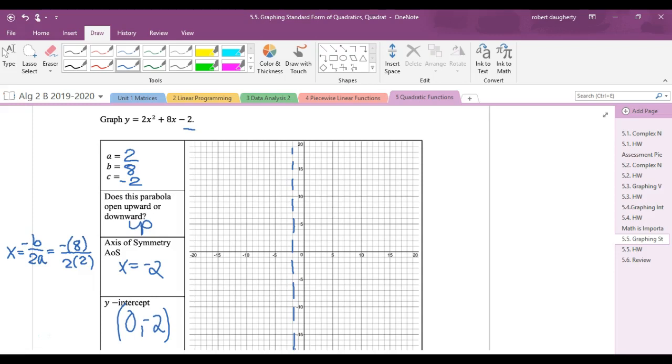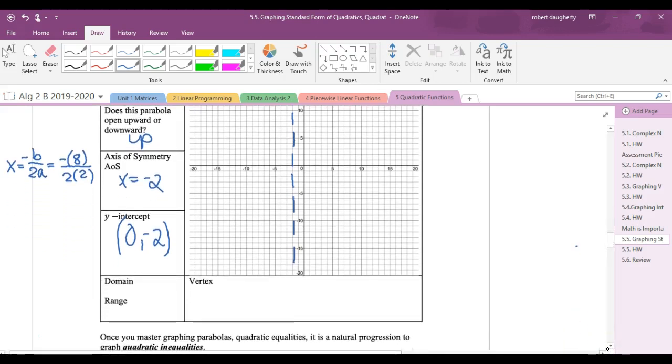Okay, how do I find the vertex? I have to plug what into where? Yeah. So to find the vertex, this was what? Y equals, what was it? It was 2x squared, what? Plus 8x minus 2. Is that it? So to find the vertex, I'm going to have to substitute x equals negative 2 into this equation. So this is 2 times negative 2 squared plus 8 times negative 2 minus 2.